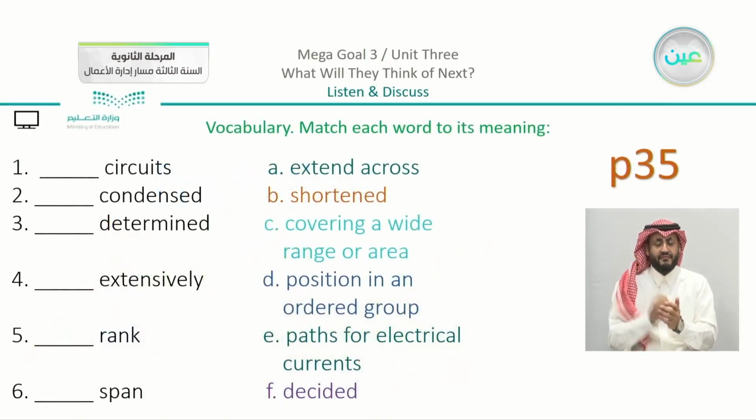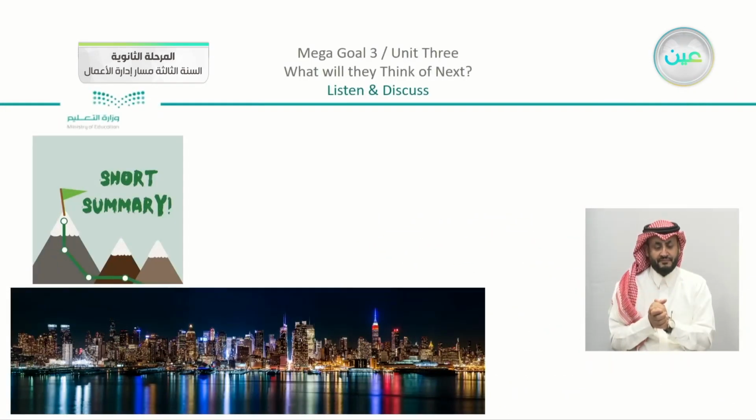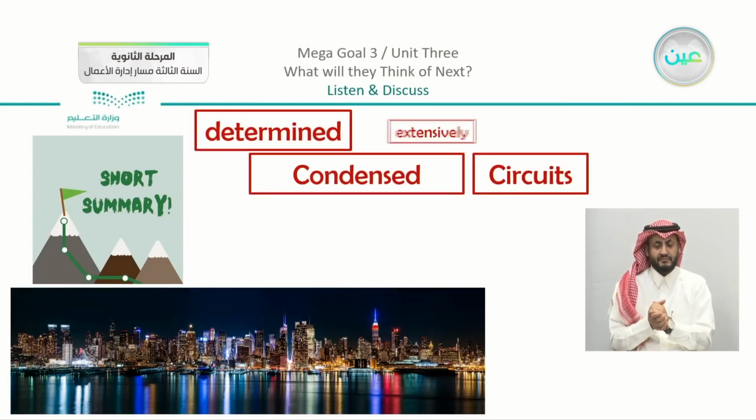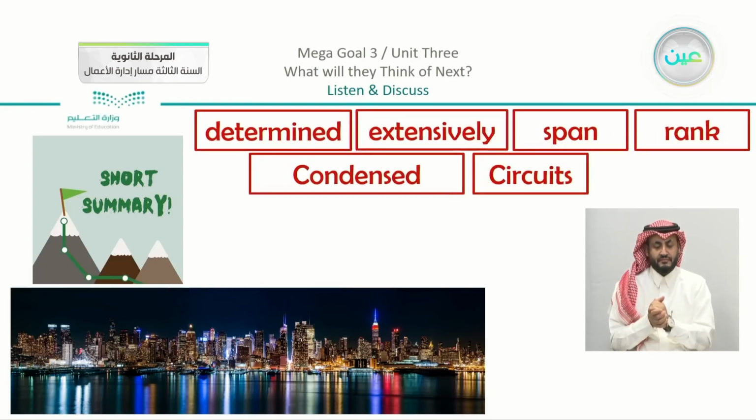We have the vocabulary. So we studied the vocabulary. We do have our 6 words, which are circuits, condensed, determined, extensively, rank, and span. Now we explained them. Now just to revise, what are the words that we have here? You can see that we have the 6 words. You can just match here.